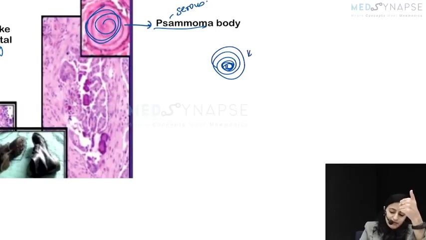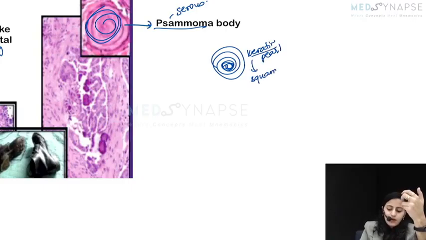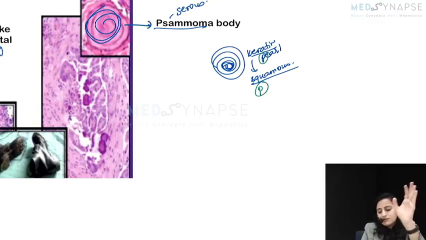Squamous cell. Remember the keratin pearl. Keratin is keratinized squamous epithelium. What was the other marker for squamous? P, right? The P one. P63. Remember pearl and the P markers were for squamous cell carcinoma.